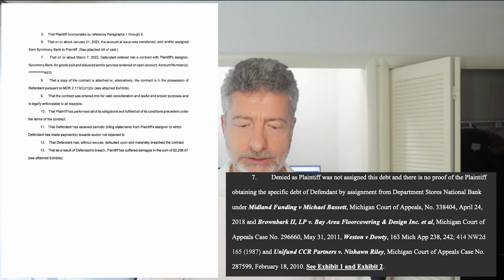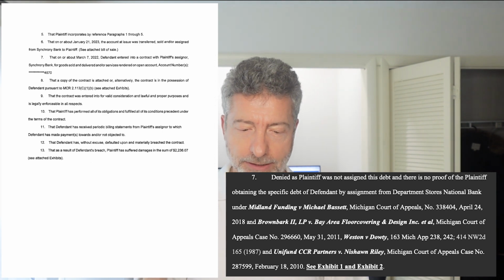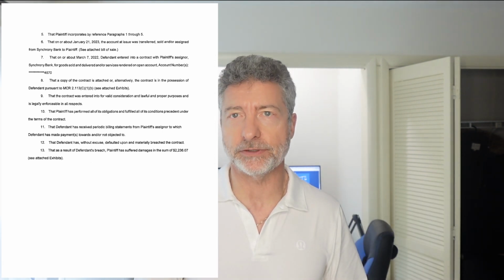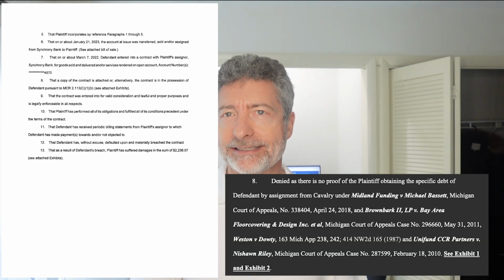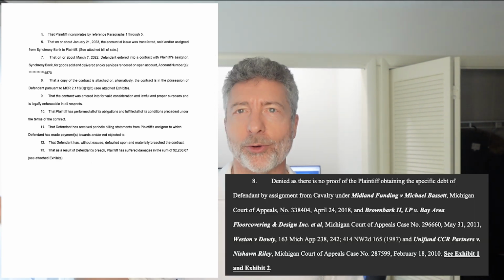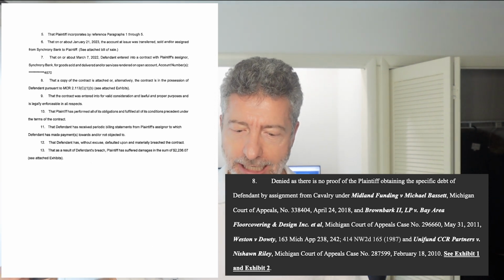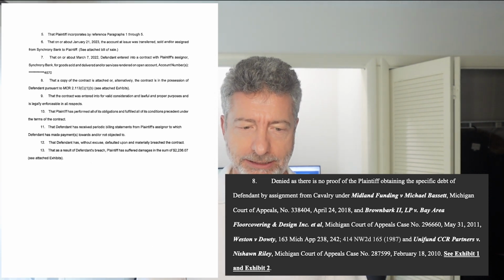That the copy of the contract is attached at number 8, or alternately the contract in the possession of the defendant. No and no. It isn't attached, and it isn't in the possession. I'm not doing their work for them. My client's not doing any work for them. Denied. There's no proof that you have the right to sue my client.